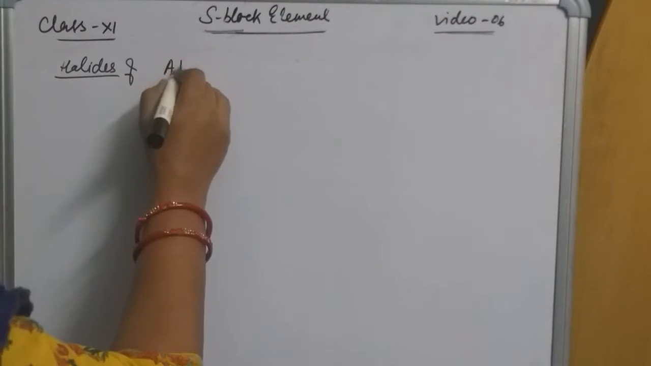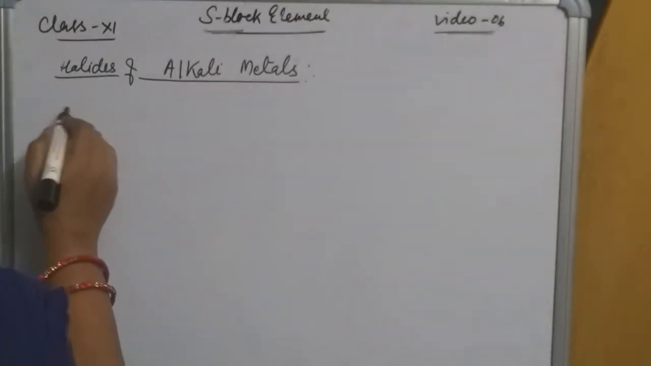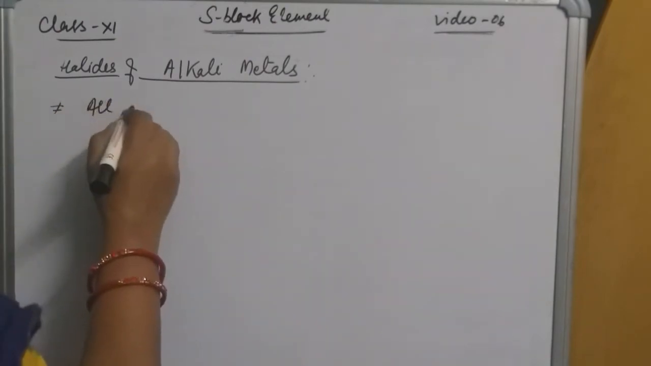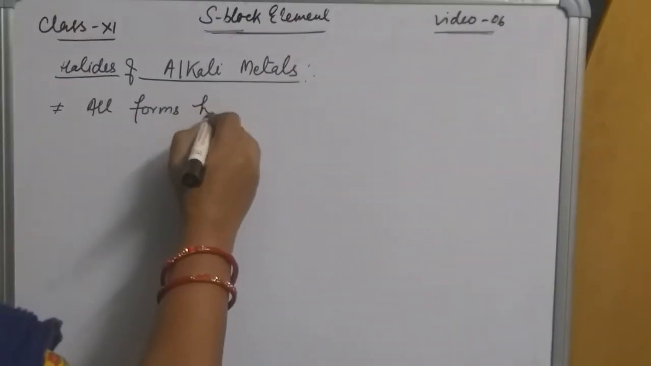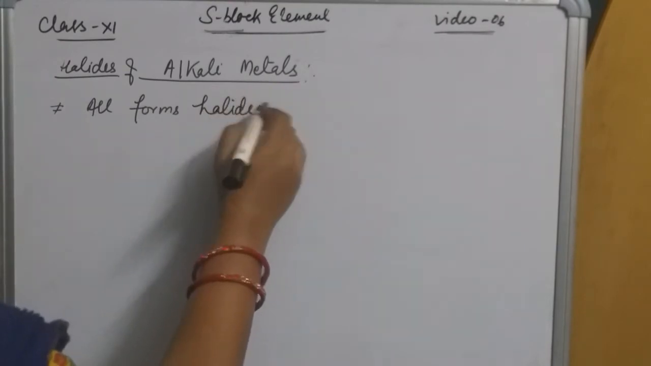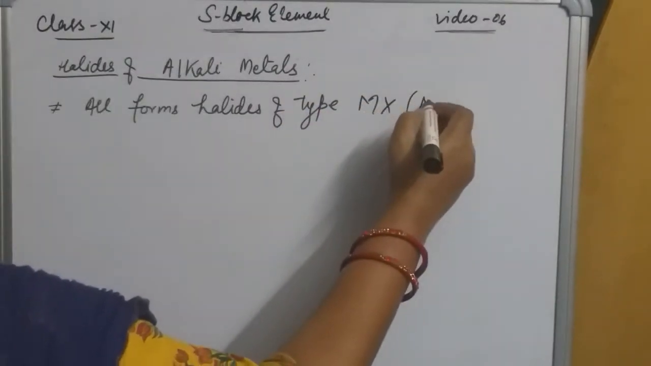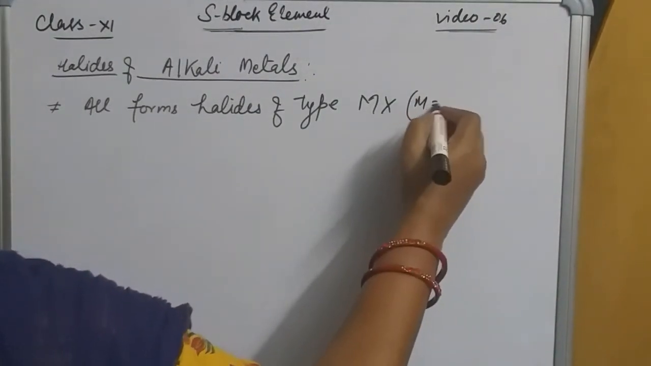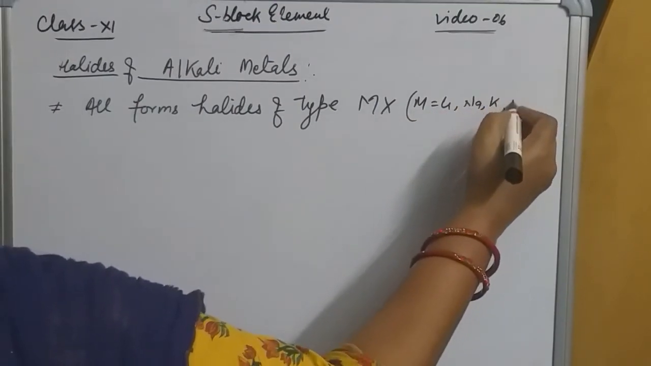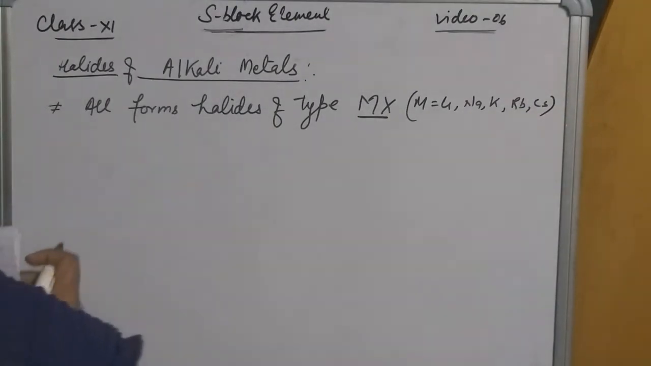Alkali metals. Halides of alkali metals. All forms means all the members. All forms halides of type MX, where M means lithium, sodium, potassium, rubidium or cesium. So this type of halides is formed by the alkali metal group.